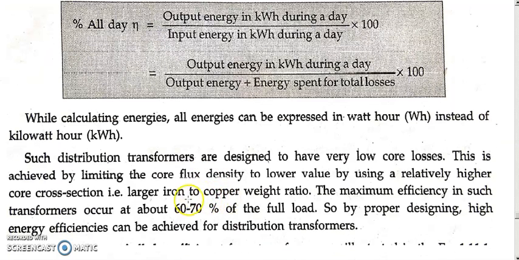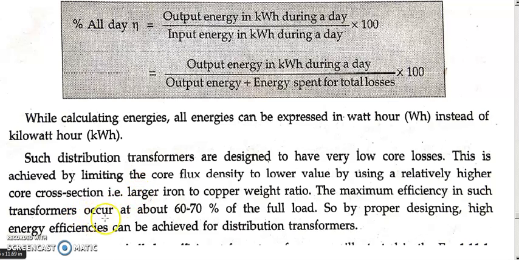That can be done by having a larger iron to copper weight ratio. Means I need to use more iron and less copper, so that the flux density in the core can be reduced. Yes or not? The flux density can be reduced by limiting the core flux density. That can be achieved by using a higher core cross section area of the core part of the transformer. In that case, the core losses can be minimized.